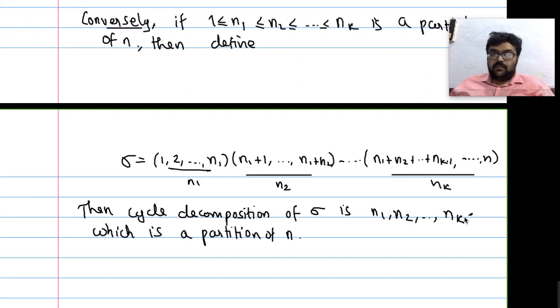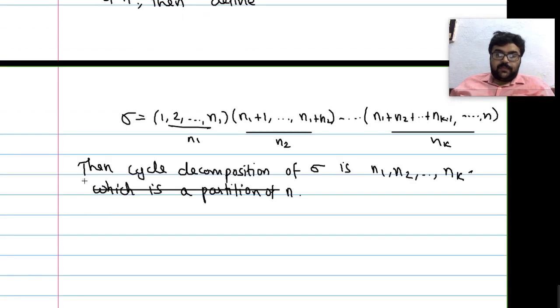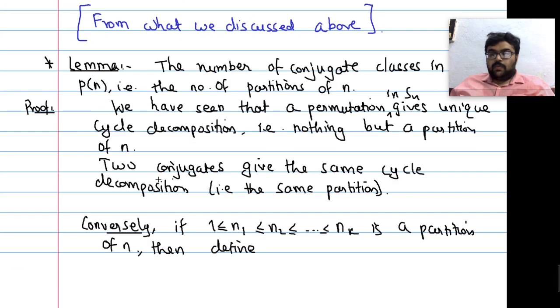So the partition of n is where we started from, so this is not needed, right. So if a partition is given, we get a permutation whose cycle decomposition is that partition, and if a permutation is given, we have its cycle decomposition. But two distinct permutations may have the same cycle decomposition, because they are conjugates, if and only if they are conjugates of each other.